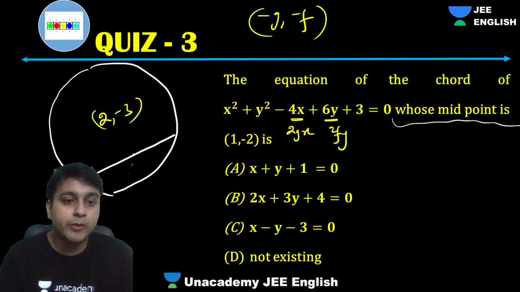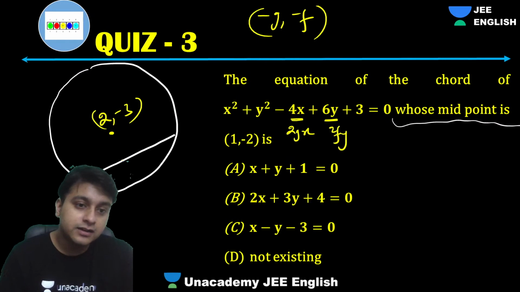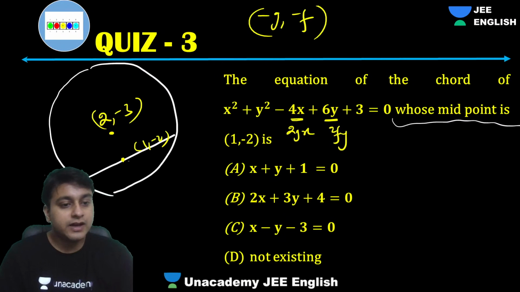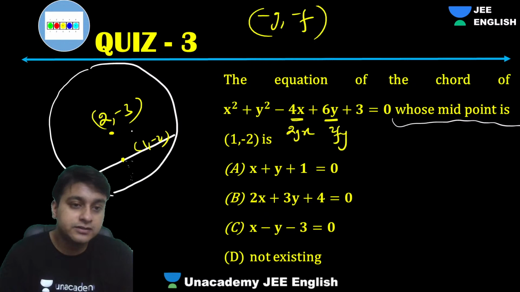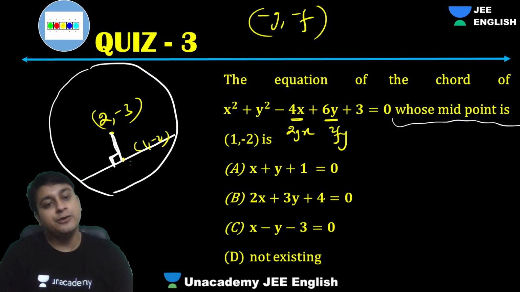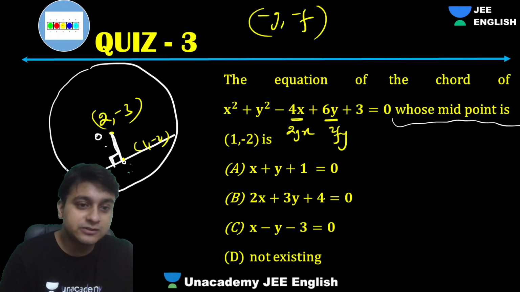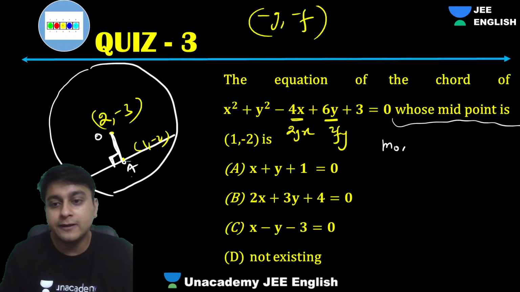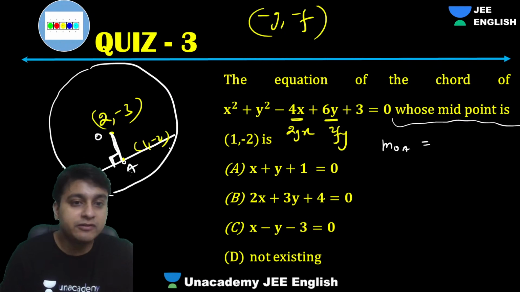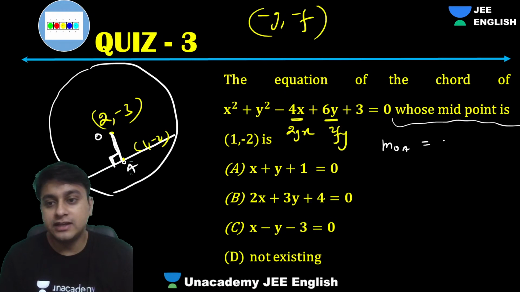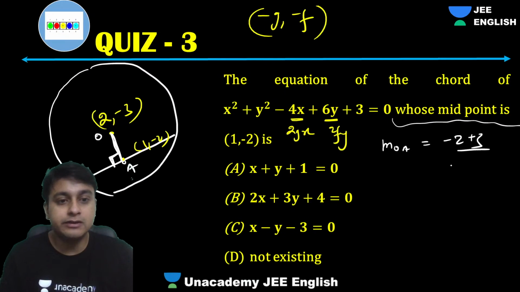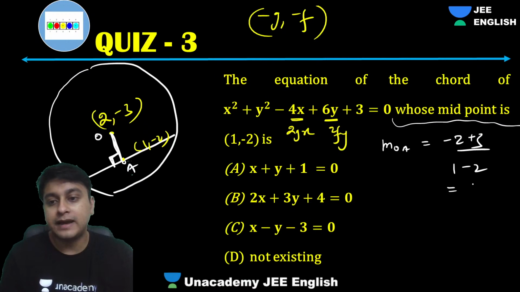Also, they have given us the midpoint of the chord, which is 1 comma minus 2. We need the equation of the chord, and it's a very easy one. All know that the chord will be perpendicular to the line from the center. So if you get the slope of this one, you can easily get the slope of the chord as well. Let's call the center O and the midpoint A. What is the slope of OA? Slope of OA will be y2 minus y1 upon x2 minus x1, that is minus 2 minus minus 3 upon 1 minus 2, which comes as minus 1.